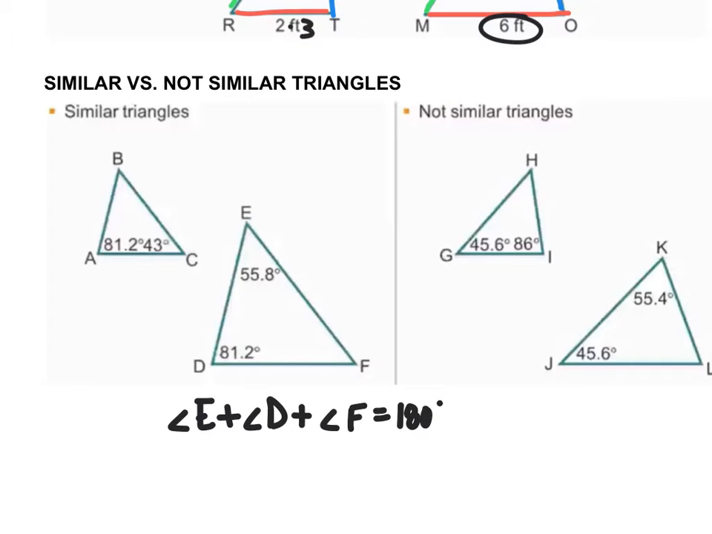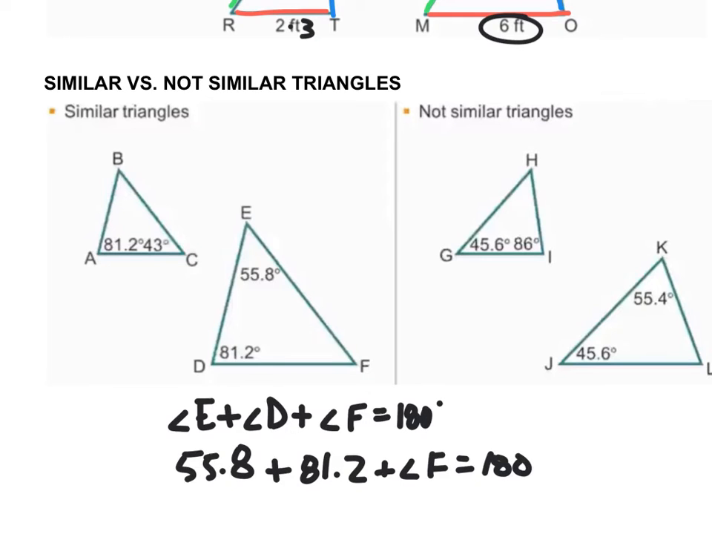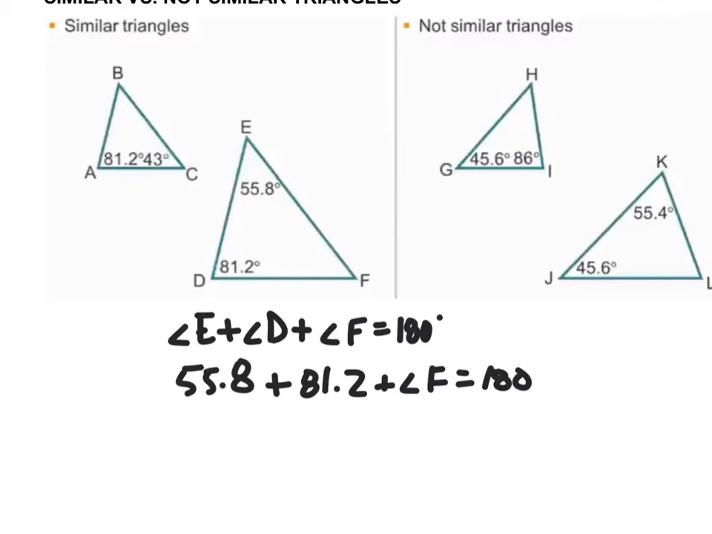Angle E is 55.8. Angle D is 81.2. The question is, what's angle F? I know they're going to all add up to 180 degrees, but let's figure out what angle F is, and then let's look over at this triangle to see if we notice anything.